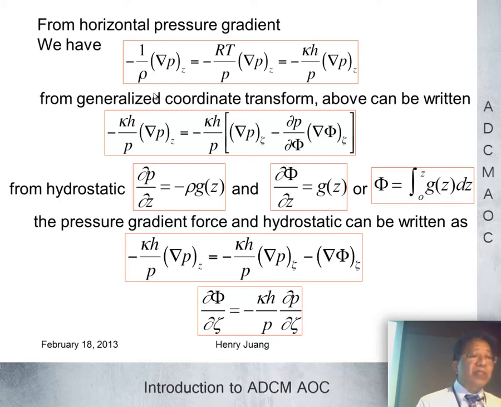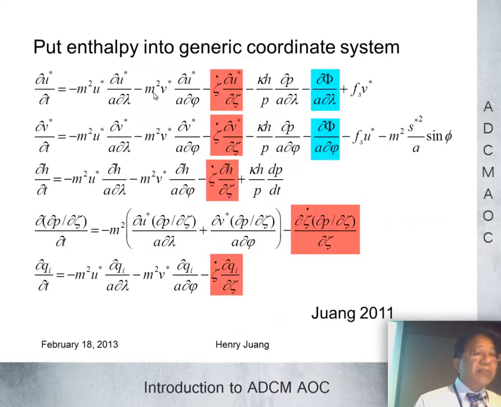You are using entropy, so you have to change all other places with temperature by the entropy. So the pressure gradient force is the place we change it, and the hydrostatic place we change it. Okay, and after that, the equation. I think we can look at the textbook to find out how to change from Z coordinate to general coordinate.